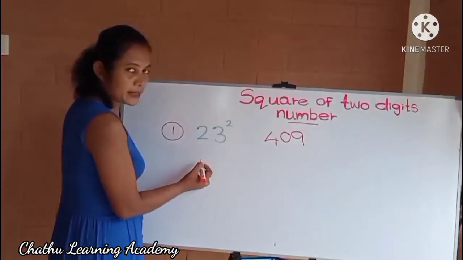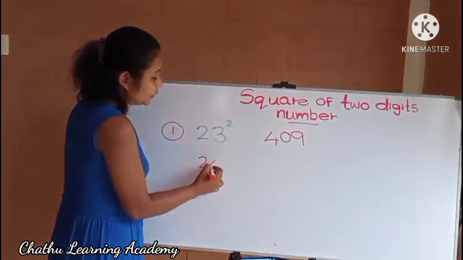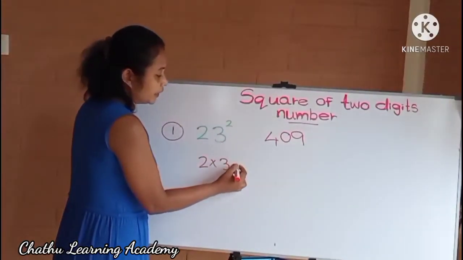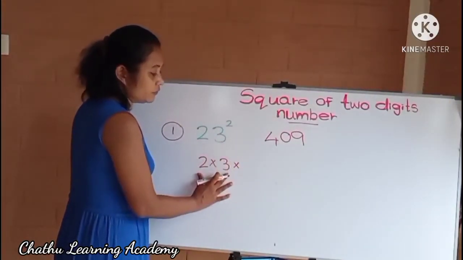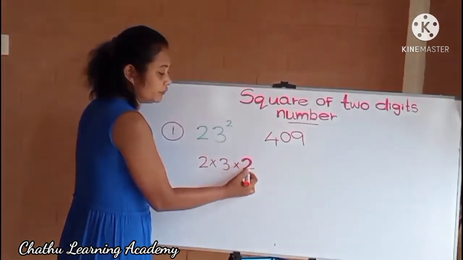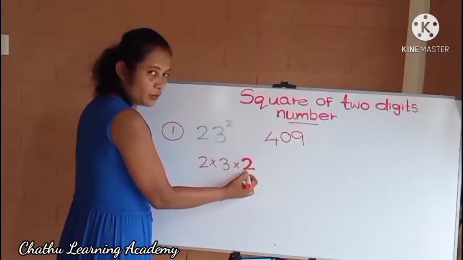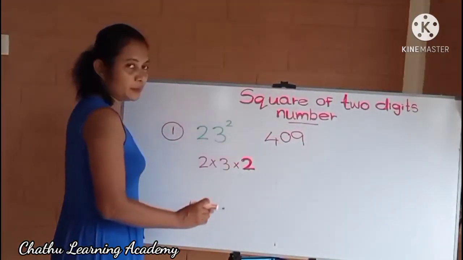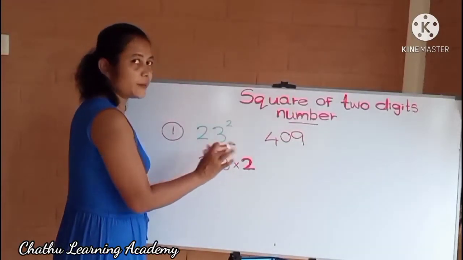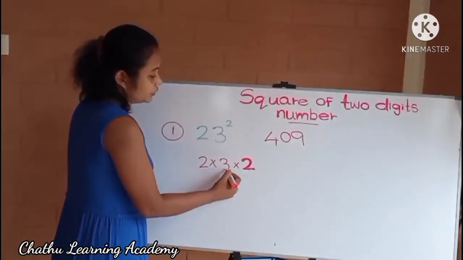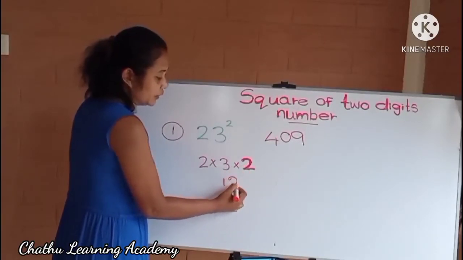Then, as the second step, you need to get the product of these two digits. After that, you need to multiply this value by 2. This 2 is a constant value for this technique. Always you have to multiply that. Here 2 into 3 is 6, 6 into 2 is 12.